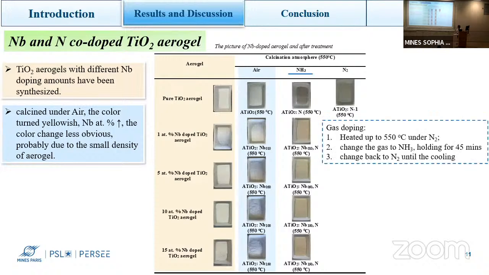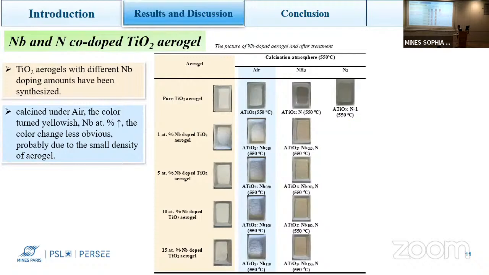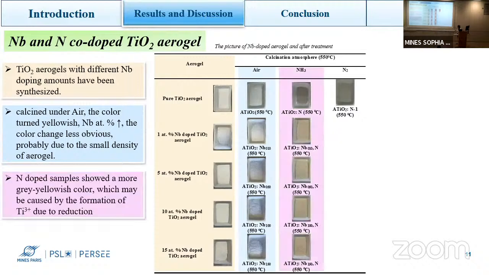Then we use a gas doping protocol to obtain nitrogen doping, which is calcining our sample in ammonia. After nitrogen doping, compared with the pure niobium-doped sample, the catalyst shows a grayish, gray-yellowish color, and this may be due to the generation of TiN.